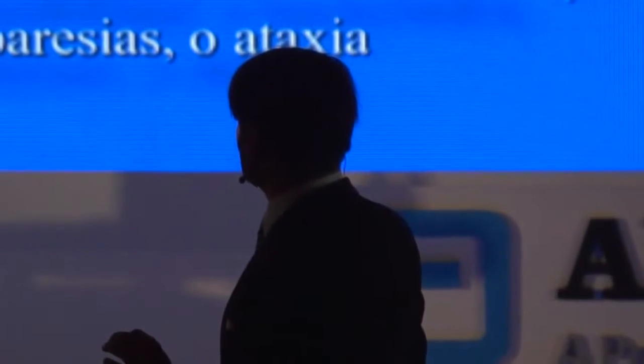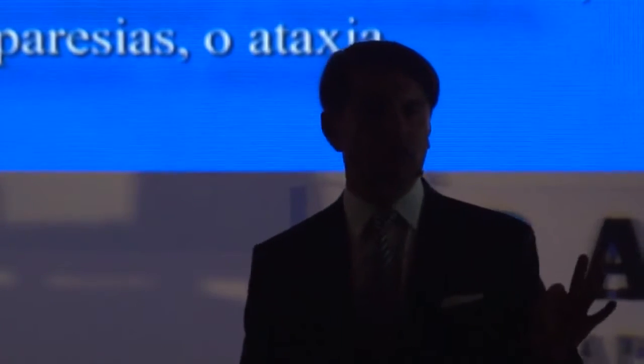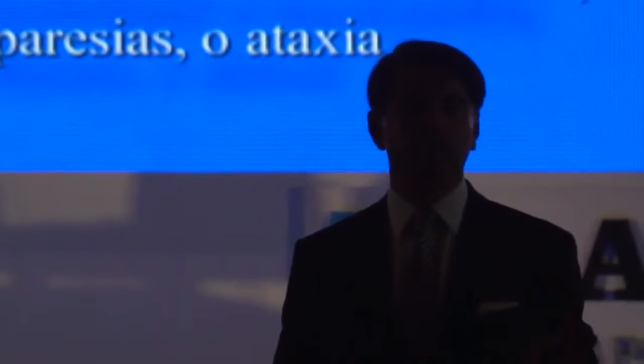And when it comes to accompanying symptoms like double vision, paresis, or ataxia, this indicates a serious problem, mainly a stroke or a bleeding in the brainstem or cerebellum. So these patients have to be immediately transferred to a hospital because they are at a high risk.